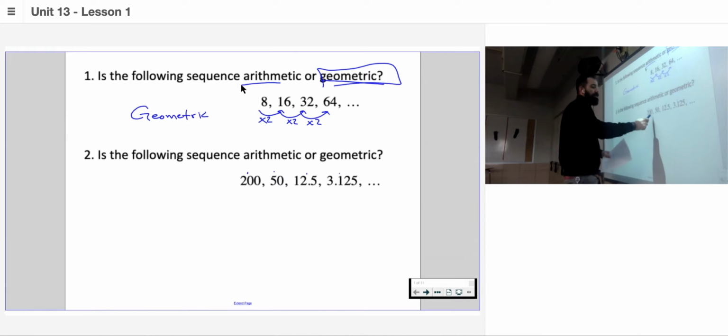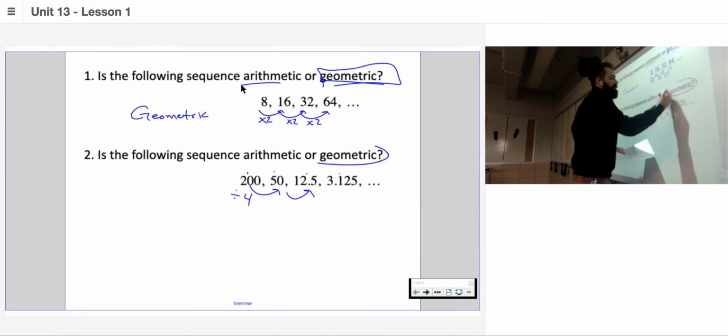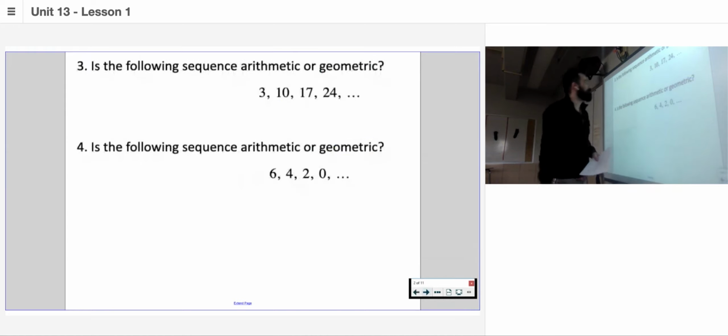And so it's going to be a division problem, and I'm dividing 200 divided by 4 gives me 50. 50 divided by 4 gives me 12.5. 12.5 divided by 4 is 3.125. So this is geometric. I am dividing by 4. Okay, pretty simple, pretty straightforward.